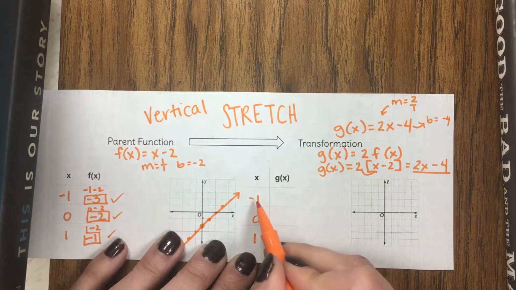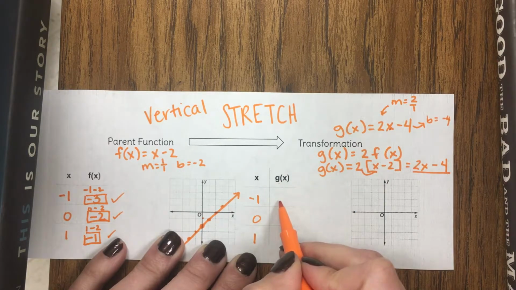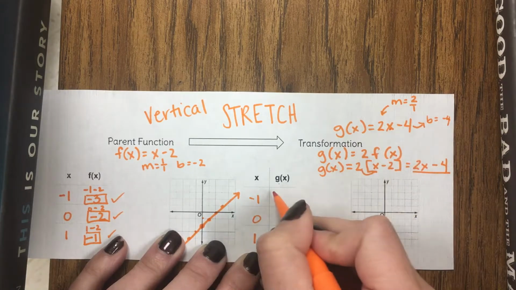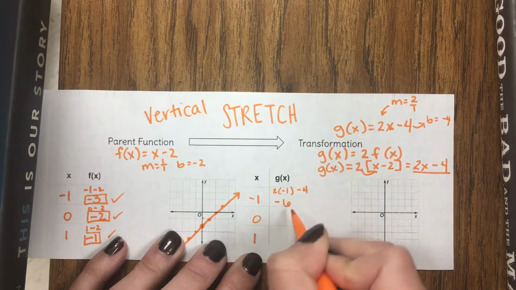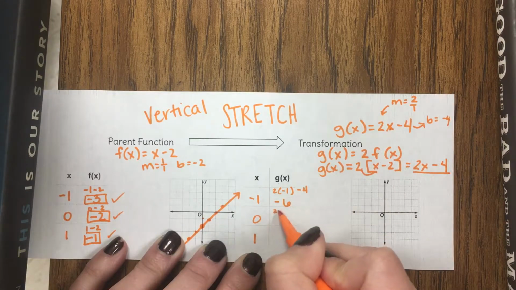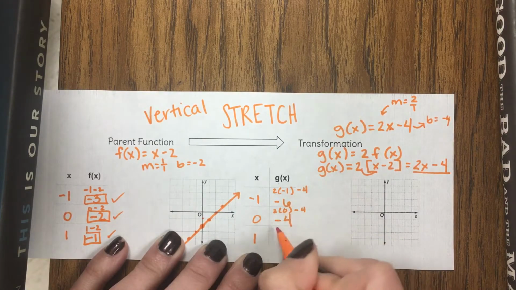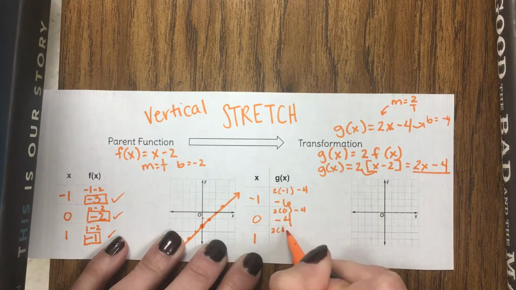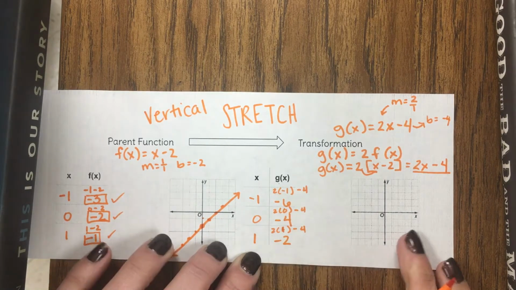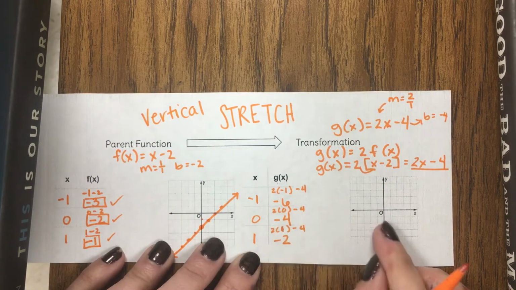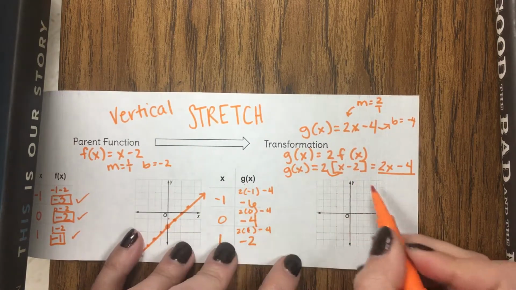Just like I did last time, I can plug in my value for x into my equation to see what my y, or my g of x, would be. So I plug in a -1, it's 2 times -1 minus 4. I should get a -6. 0 times 2 minus 4 should give me a -4, and then a 1 times 2 minus 4 should give me a -2. All right, so I've got some points, and I'll check if those add up in a second, but let me use my equation, and we'll go ahead and graph, and we'll come back to these guys.